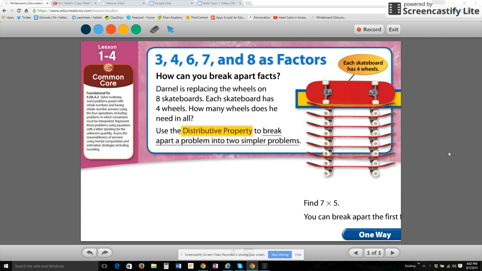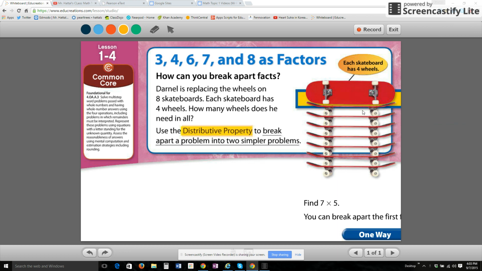All right, welcome to lesson 1.4. In this lesson we're going to talk about the distributive property. The distributive property basically tells us that you can break apart or break down a multiplication problem to make it a little bit easier.